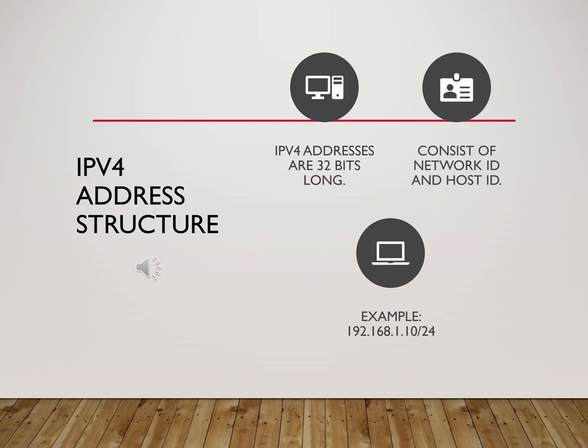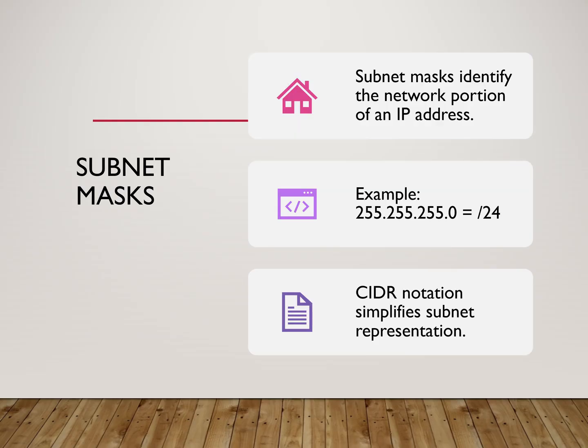An IPv4 address is made up of 32 bits and is typically written in dotted decimal format, like 192.168.1.10. Every IP address has two main parts, the network portion and the host portion. The subnet mask determines which part identifies the network and which identifies individual devices. A subnet mask helps identify the network portion of an IP address.